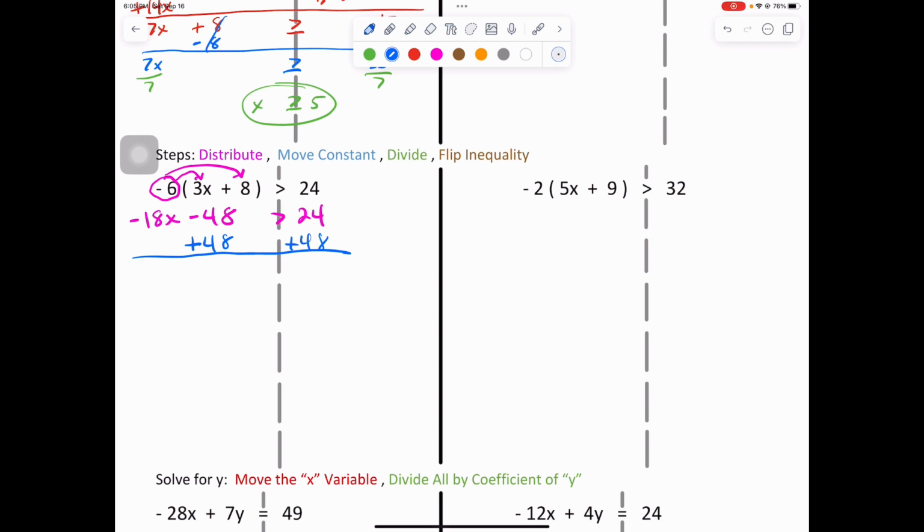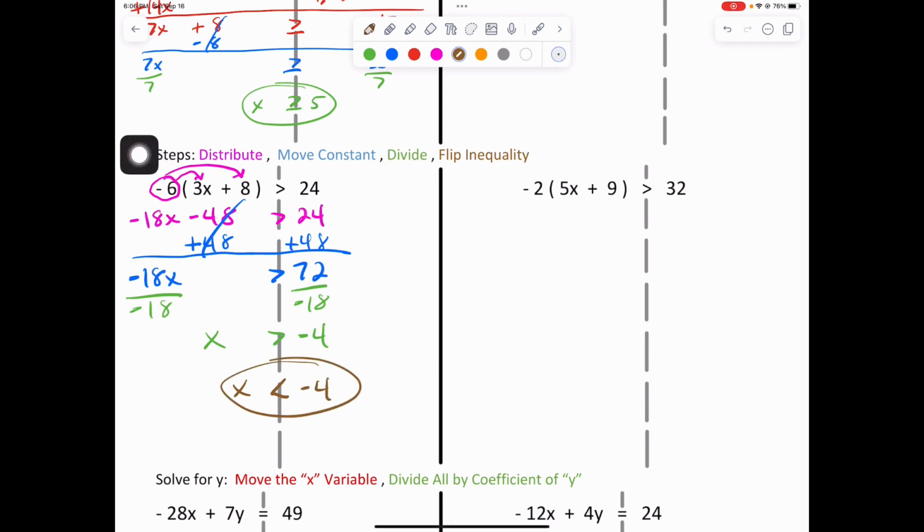All right, negative 18x, go ahead and bring that down. Negative 48 plus 48, bring down your greater than. 24 plus 48 is 72. Okay, we need to divide, and we are dividing both sides by a negative 18. Okay, yes, great job. We will flip it at the end. 72 divided by negative 18 is negative 4. And because we divided by that negative coefficient, we need to flip our inequality. Just bring your x down, bring down your negative 4. Go ahead, pause the video, try this one independently on the right.